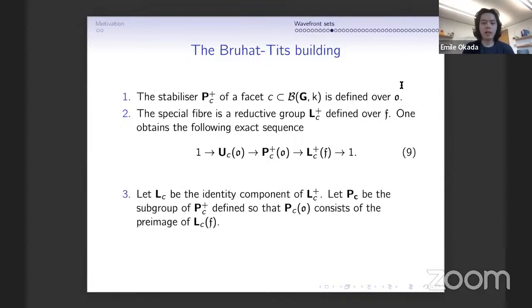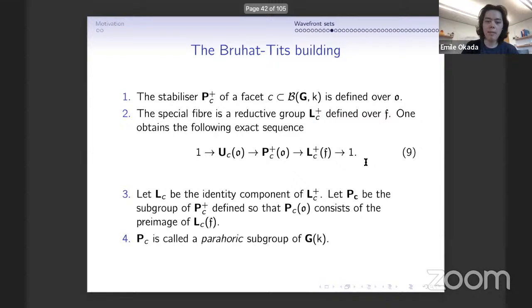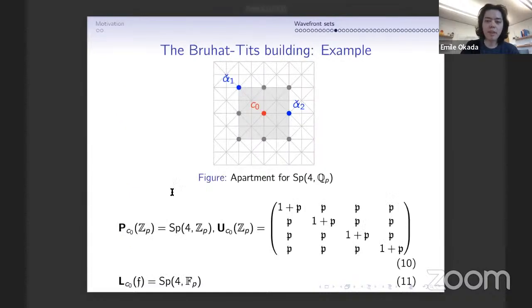Now, it's not so important, this full reductive group. We're really interested in the identity component of it. And the parahoric subgroup is sort of the inverse image of the identity component. And like I say, these are the so-called parahoric subgroups. And in case this is mysterious, here's just some examples of parahoric subgroups and their reductive quotients.